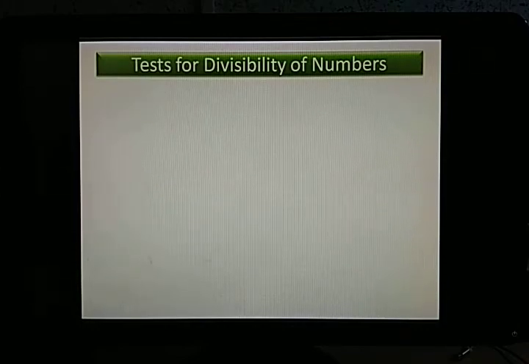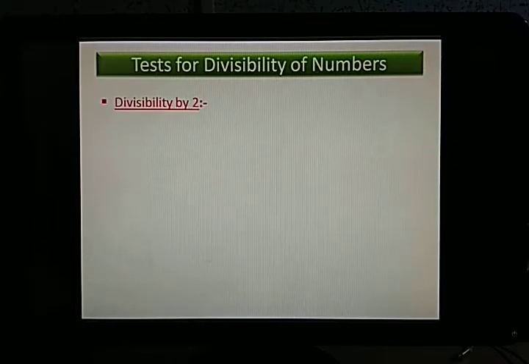Here, we'll be discussing the rules by which we can know whether a number is divisible by a given number or not, just by looking at the number. We can test it directly. So let us begin with the first one, divisibility by 2.